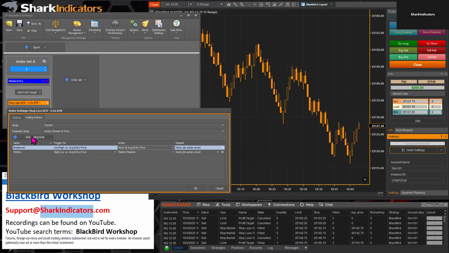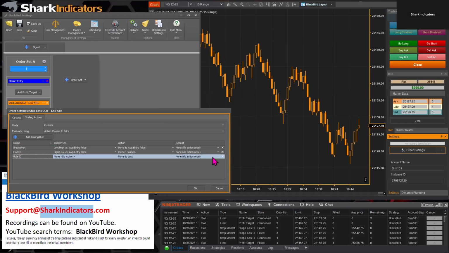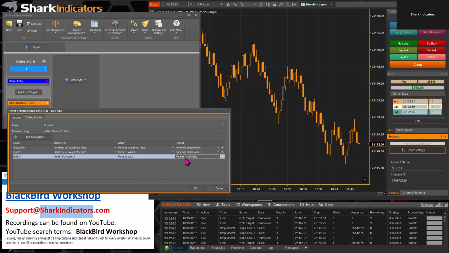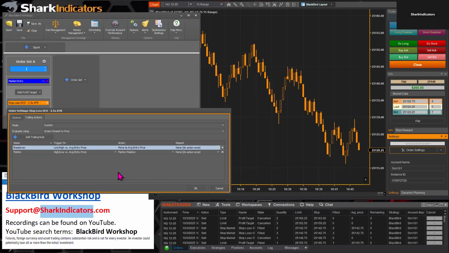So the only time your trailing rules ever have the repeat set to indefinitely is when some action is actually moving your stop loss, tick by tick, actually trailing your stop loss. Otherwise, things like break even and a flatten are just one-time actions, so there's no repeat. Let's get rid of that. All right, so there you go, Freddie.